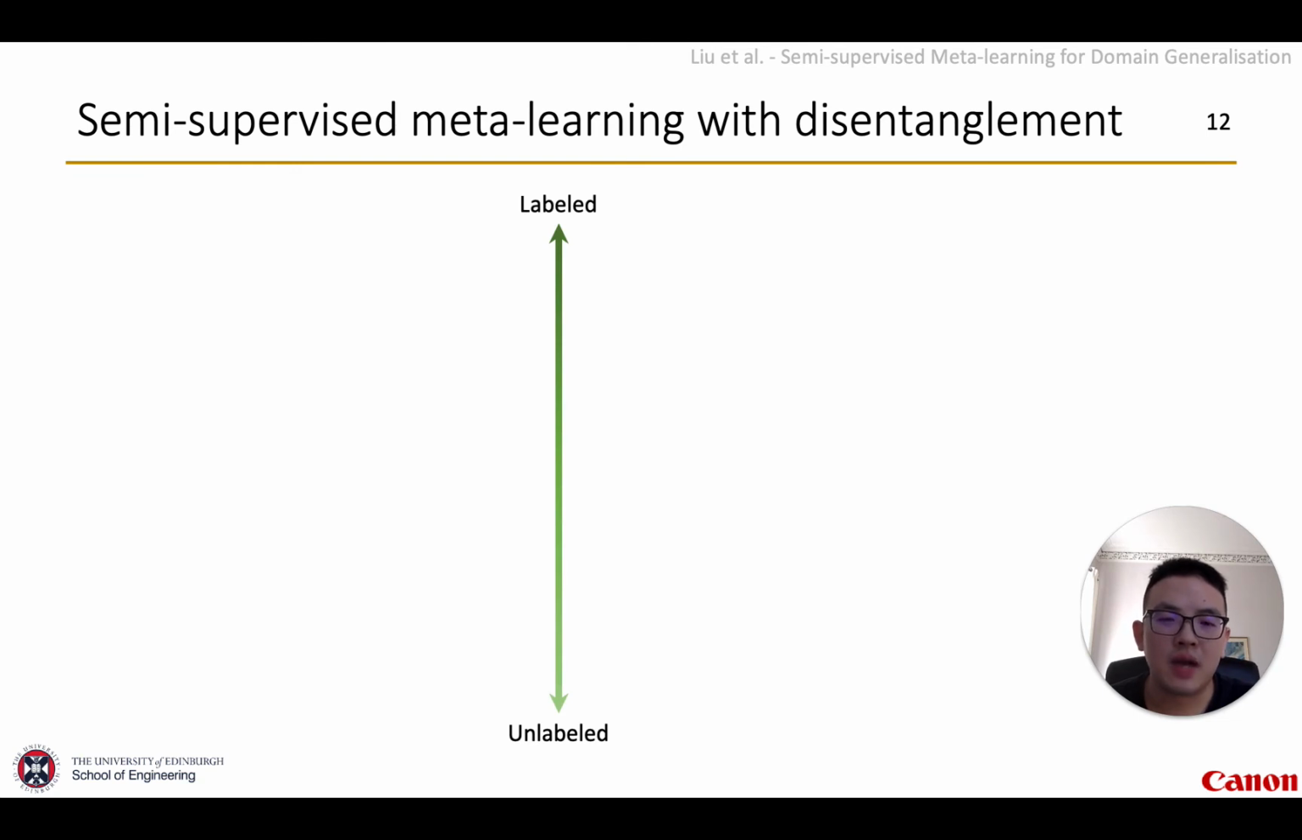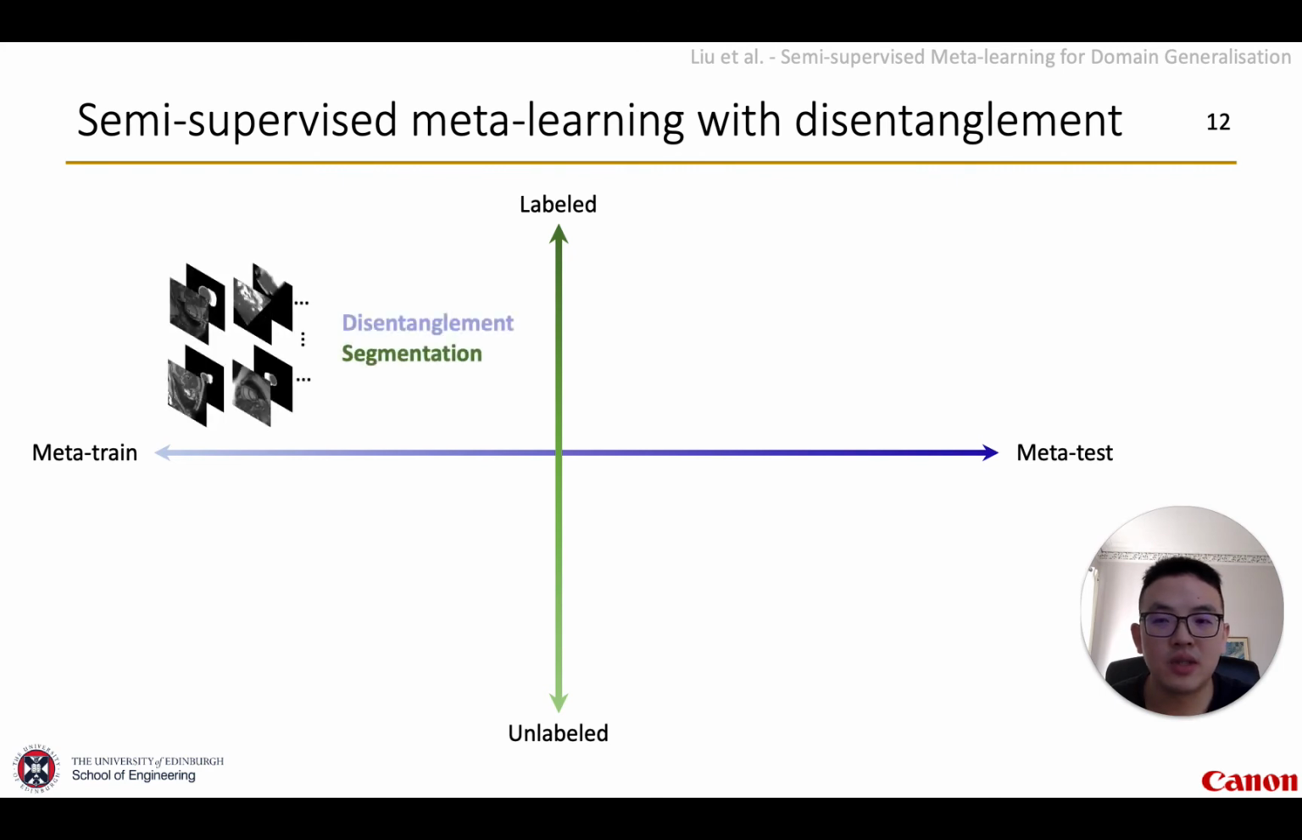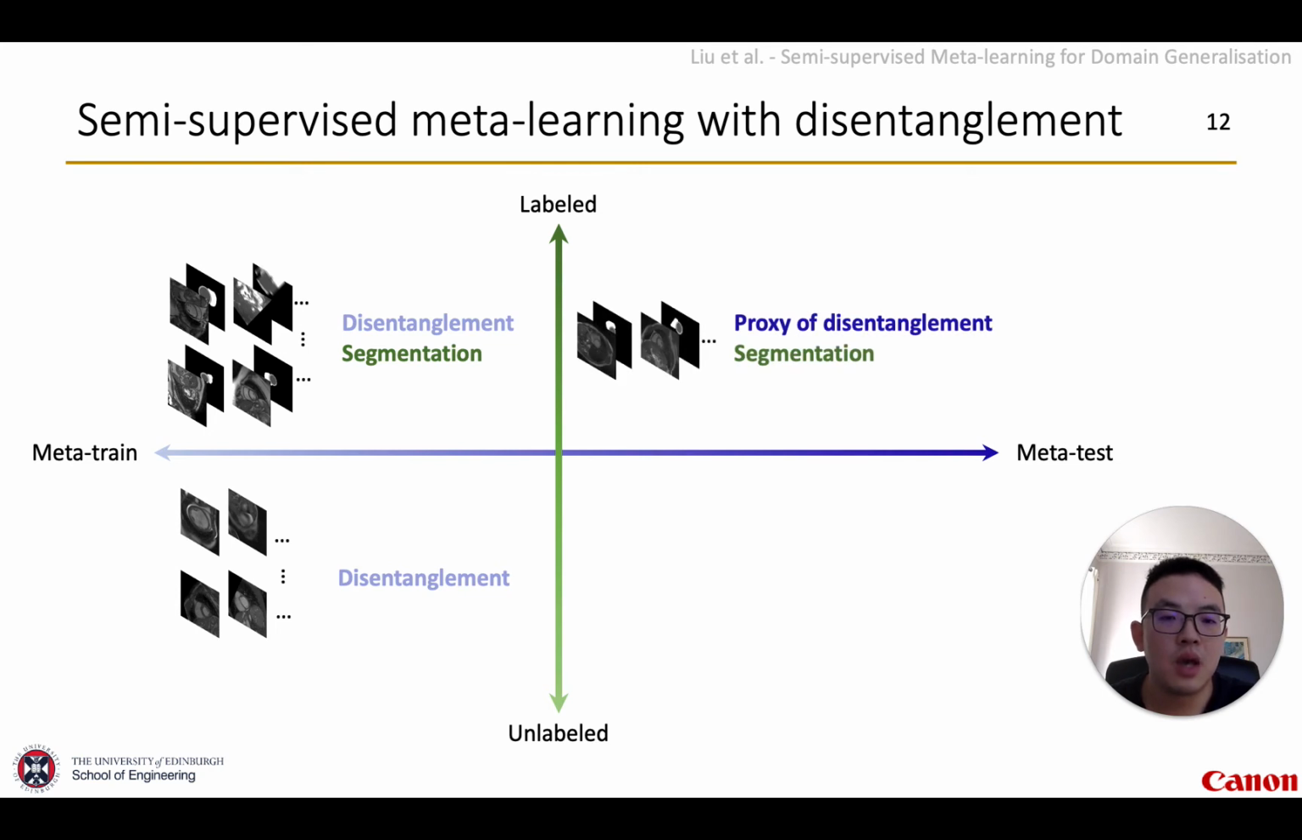So we have unlabeled data, labeled data, and also a meta-training step and a meta-test step. For the meta-training step with labeled data, definitely we can disentangle and we can do the segmentation. But for unlabeled data, we can only do disentanglement. For meta-test, with labeled data, we can do segmentation, but we can only do the proxy of disentanglement. Also, for the meta-test and unlabeled case, we only have the proxy of disentanglement to train the model. Check the paper for more details of the losses.